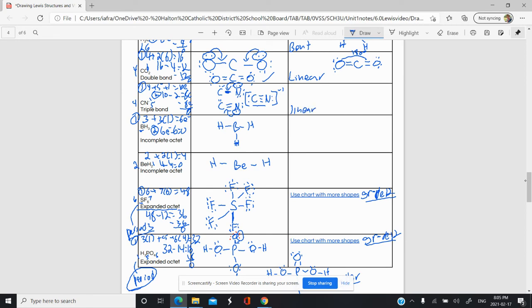This would be similar in shape to the carbon dioxide above. So it's just a linear structure, and we could actually just draw it the same way.